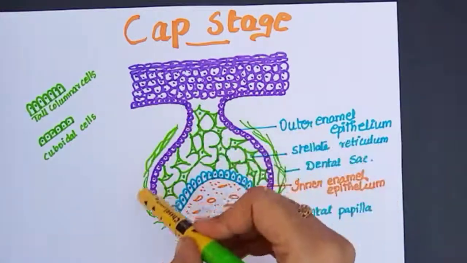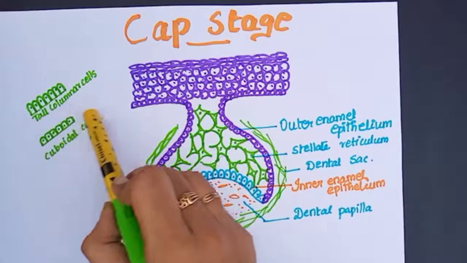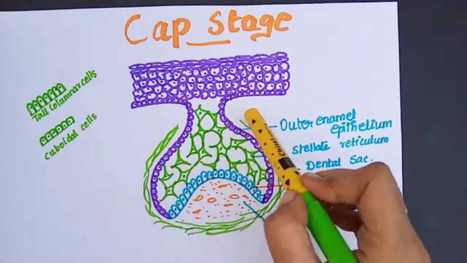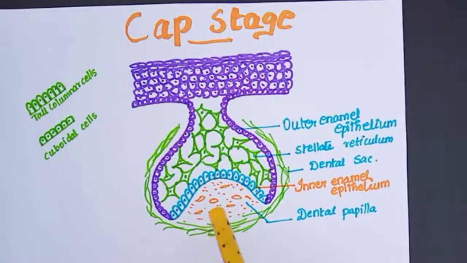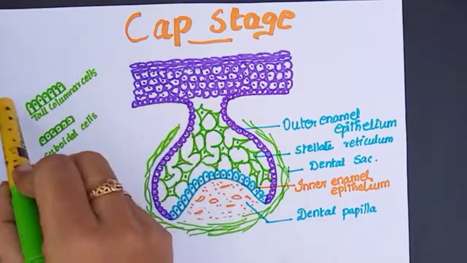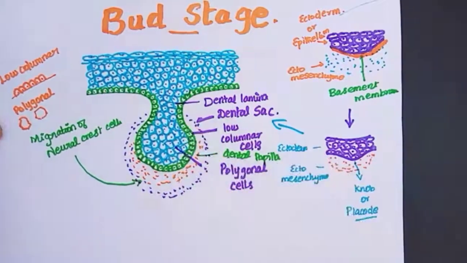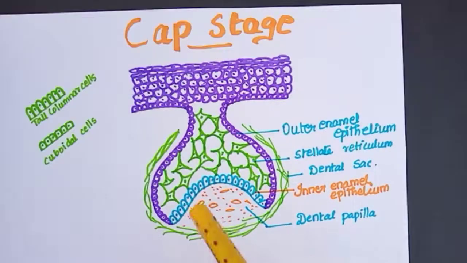The peripheral cells covering the convexity of the cap are cuboidal cells. These are cuboidal cells, alright? These cells covering the convexity of the cap, which are cuboidal, are called outer enamel epithelium. The cells in the concavity become tall columnar cells. This is how tall columnar cells look. The cells which are low columnar in bud stage change into tall columnar cells, alright? And these tall columnar cells in the invagination are called inner enamel epithelium.